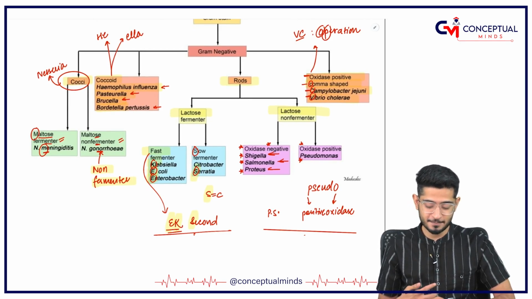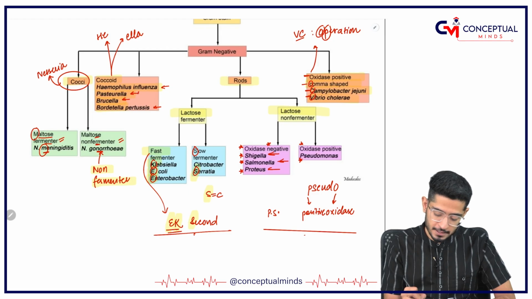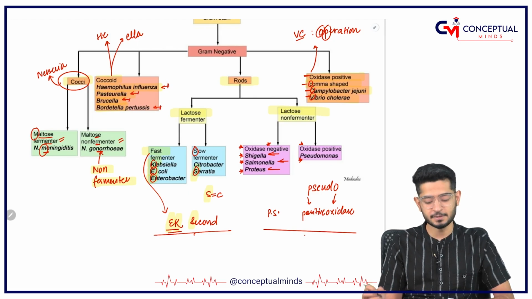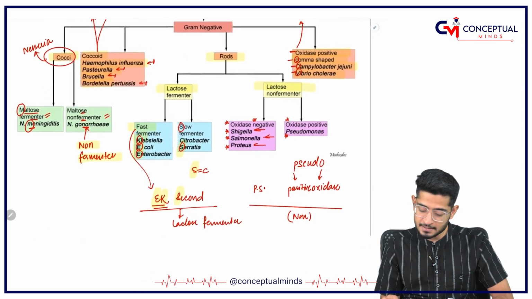So cocoid examples are H and ella. Ella means Brucella, Pasteurella, Bordetella, and H means Haemophilus influenzae. These are cocoid. Next is rods.